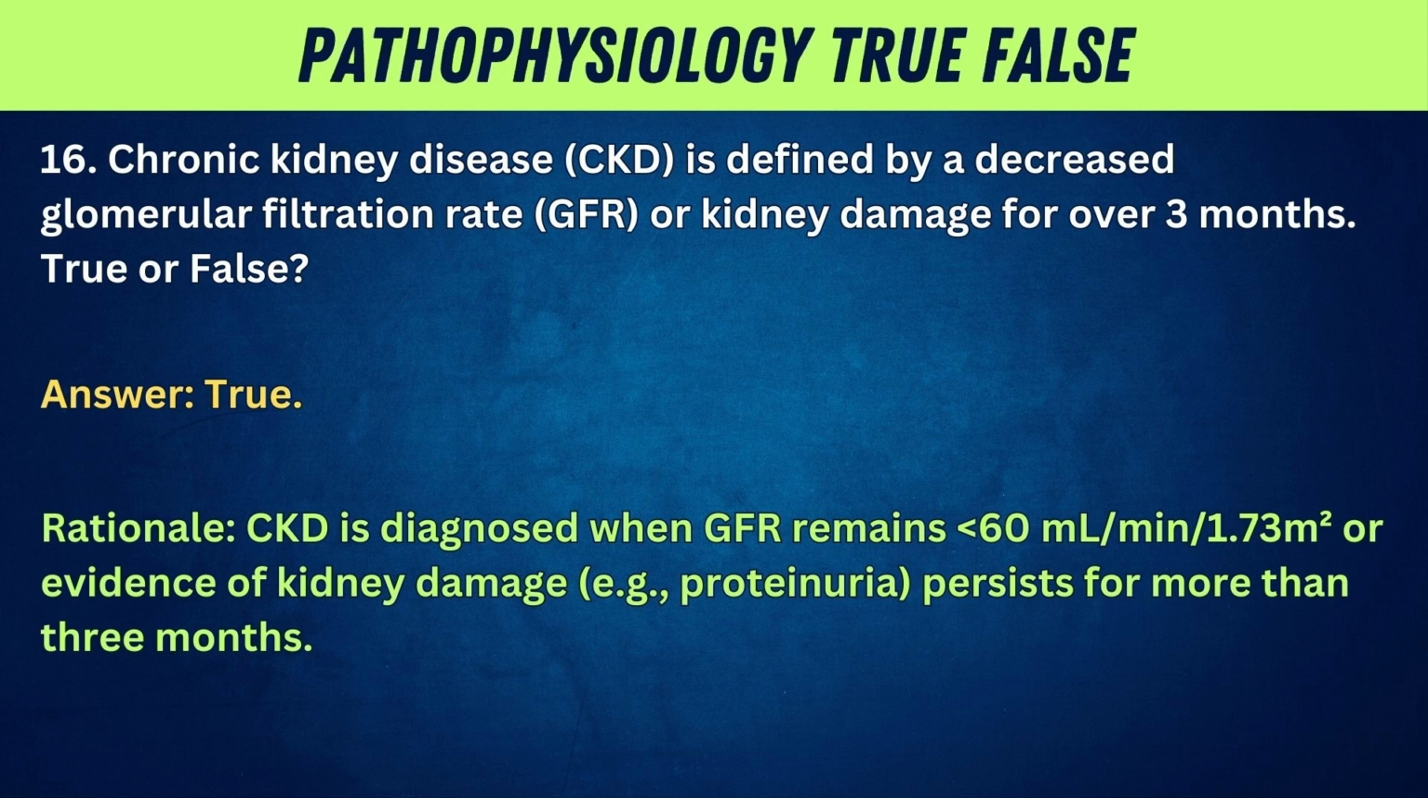16. Chronic kidney disease, CKD, is defined by a decreased glomerular filtration rate, GFR, or kidney damage for over 3 months. True or false? Answer: true. Rationale: CKD is diagnosed when GFR remains less than 60 ml/min/1.73 m superscript 2 or evidence of kidney damage, e.g., proteinuria, persists for more than 3 months.